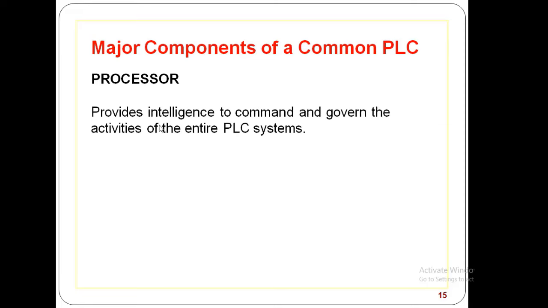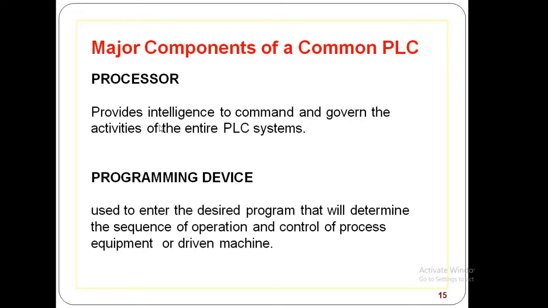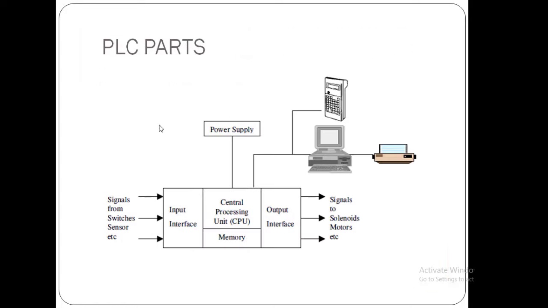Major components of a PLC are the processor and the programming device. The processor provides the intelligence command to the PLC and governs the activities of the entire PLC system, while the programming device is a programming cable required to program a PLC using a laptop or a PC. It determines the sequence of operation and controls the process equipment or driven machine.